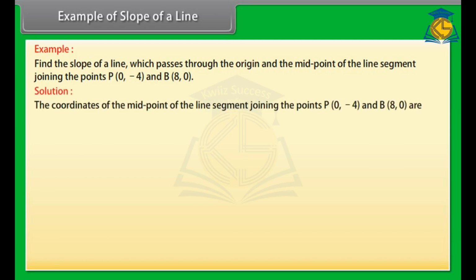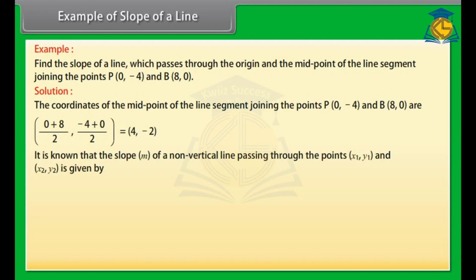Solution. The coordinates of the midpoint of the line segment joining the points P(0, minus 4) and B(8, 0) are (4, minus 2). It is known that the slope, that is m, of a non-vertical line passing through the points (x1, y1) and (x2, y2) is given by m is equal to (y2 minus y1) by (x2 minus x1).